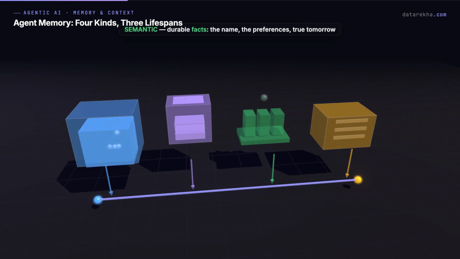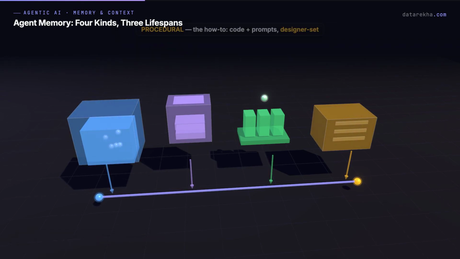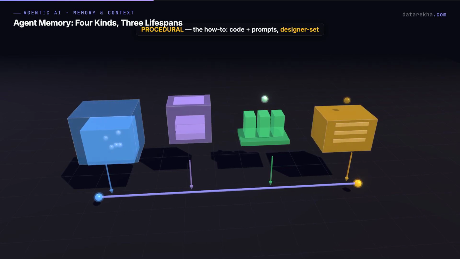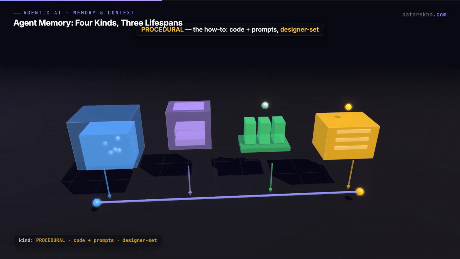Semantic memory holds durable facts. The user's name, their preferences, the contextualized things you want true tomorrow. Procedural memory is the agent's how-to. Mostly it's code and prompts, set by the designer and risky to rewrite at runtime.